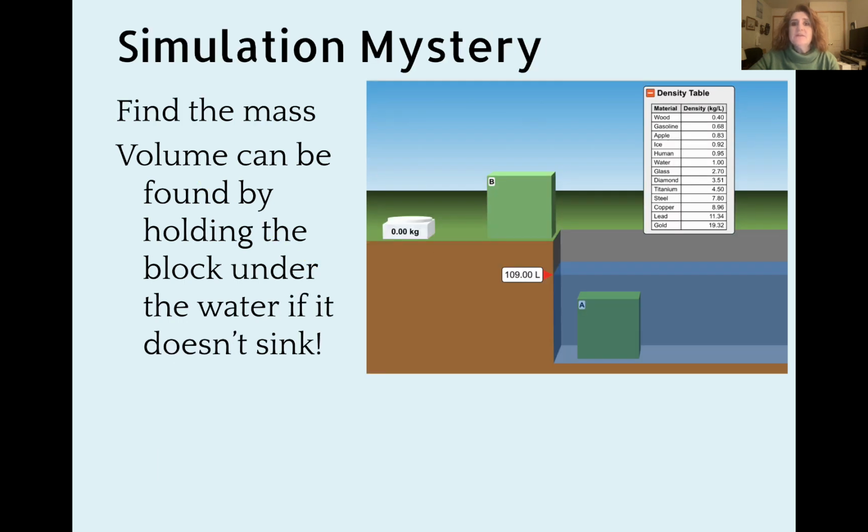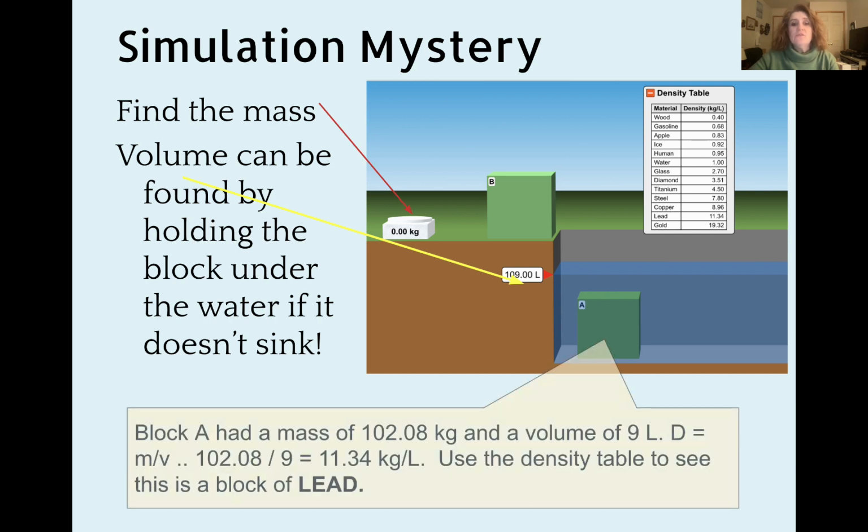Under the simulation mystery, though, you have to figure everything out for yourself. You find the mass by putting the block onto the scale. Then you find the volume by putting the block into the water. Hold it down if it doesn't already sink. And then use math. Block A has a mass of 102.08 kilograms and has a volume of 9 liters. The density is the mass divided by the volume to be 11.34 kilograms per liter. Then you use that density table to identify what the block is. This happens to be lead.